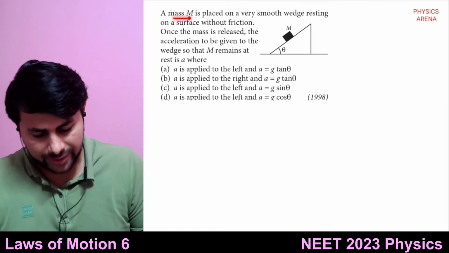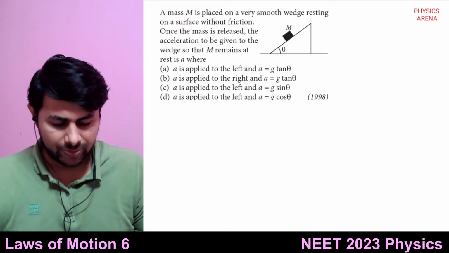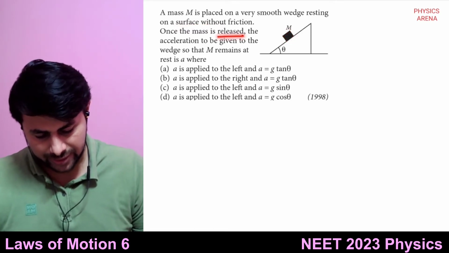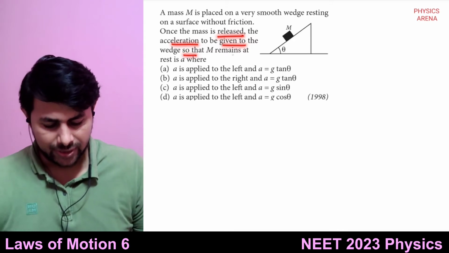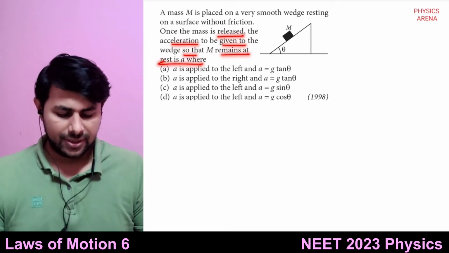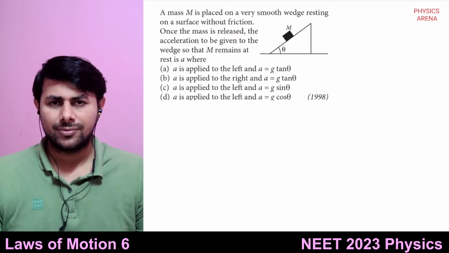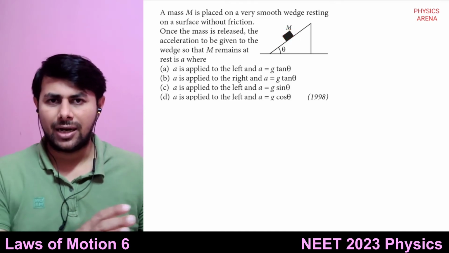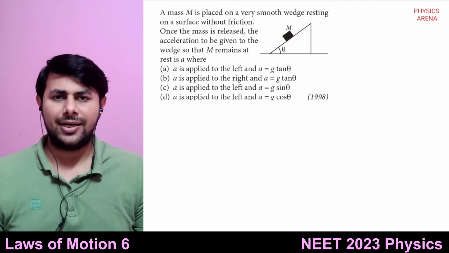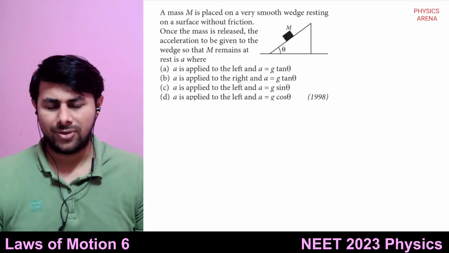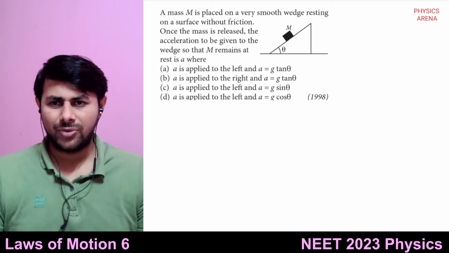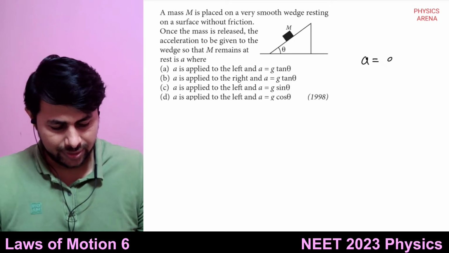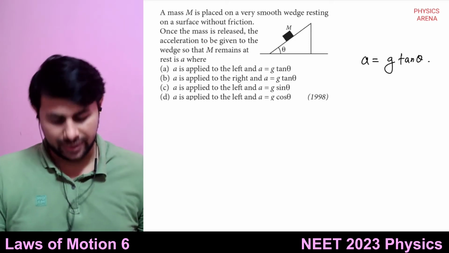So see, a mass m is placed on a very smooth wedge resting on a surface without friction. Once the mass is released, the acceleration to be given to the wedge so that m remains at rest is a, where? Okay, so m is released, m is kept there, and you are moving the wedge such that m doesn't fall. So how much acceleration should be given? We had solved this. A is equal to g tan theta, right?